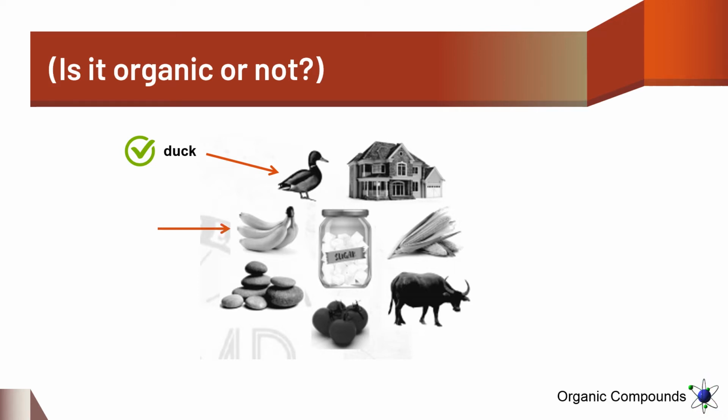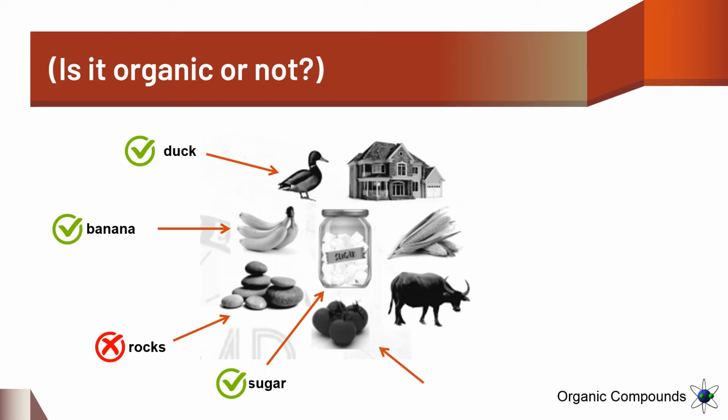How about the next one? We have here banana. It is also organic. How about this one? We have rocks. These are inorganic. How about this one? There we have a sugar. It is organic.